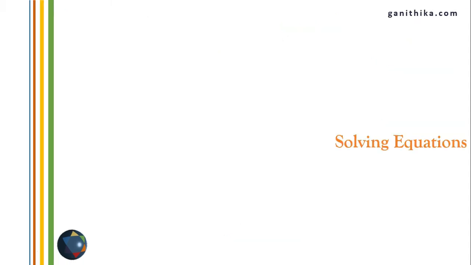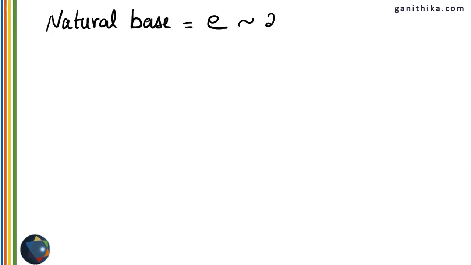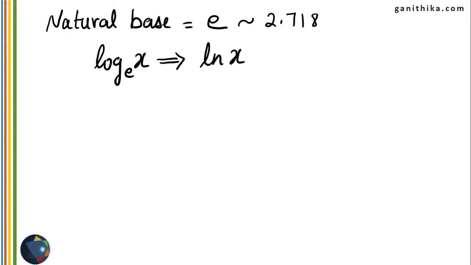Now let's solve some equations which are in natural base. What is a natural base? Natural base is a number e which is approximately equal to 2.718. This e is something like pi that we already know. So logarithm can be written in base e, say for example log x base e. But we don't use this notation. Instead, we use the notation ln of x. If I use ln, it means log to the base e. It's a short form for natural log. So ln of x means logarithm of x to the base e.